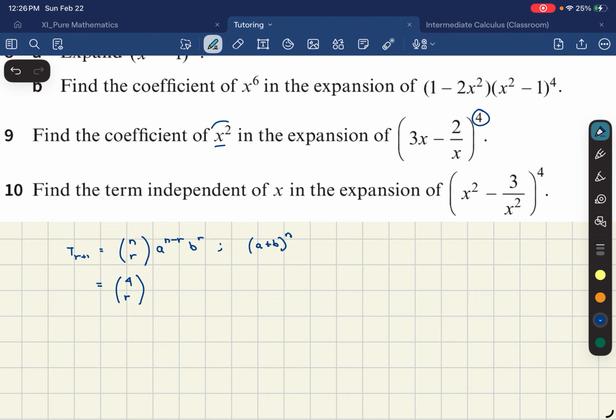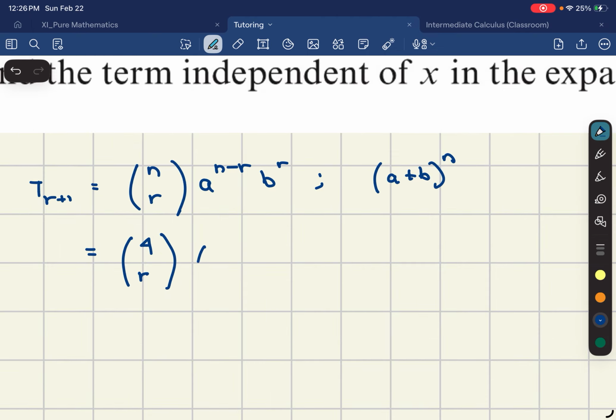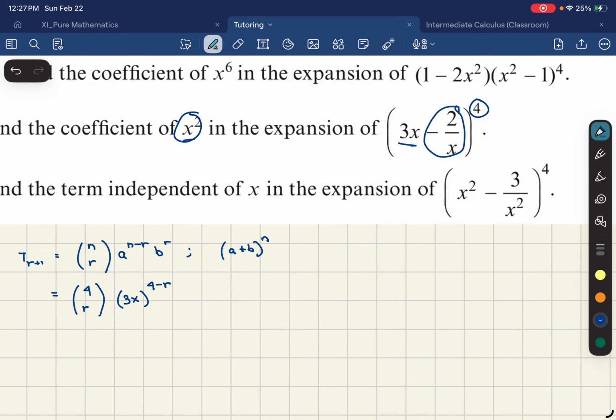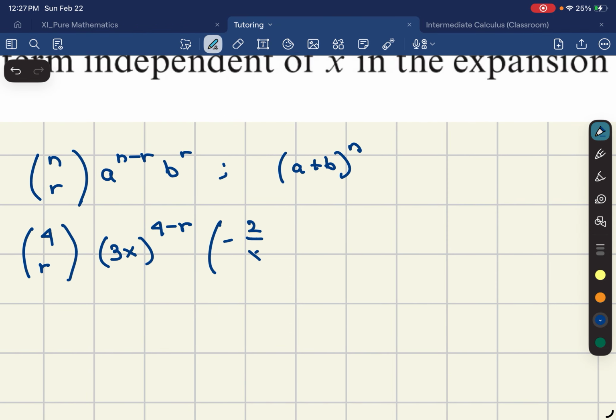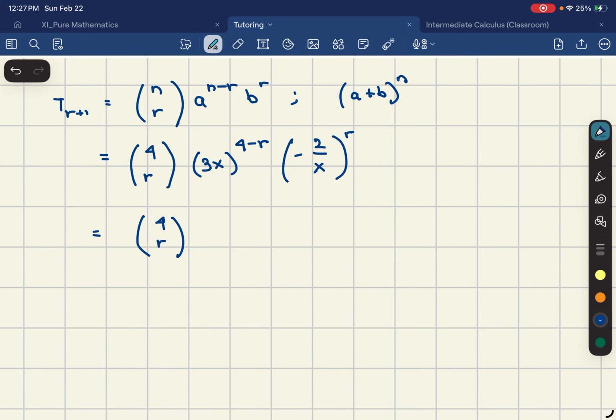And then we want to find the coefficient of x². So this is important to remember. We have (3x)^(4−r), n is equal to 4, and we have (−2/x) to the power r. And now let's simplify this. We have 4Cr. We can write this as 3 to the power 4 minus r times x to the power 4 minus r, right? Because you know that the power rule tells us that (ab)^n is a to the power n times b to the power n. So using that rule, we get this.